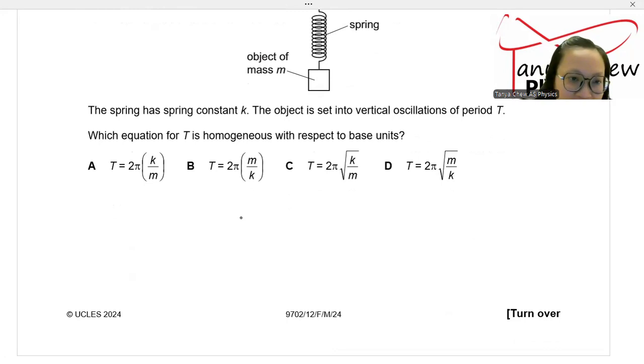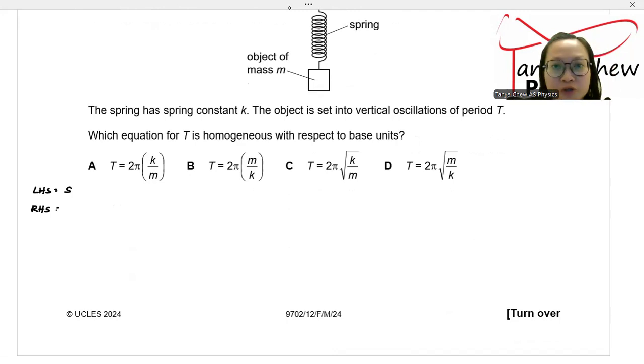Left-hand side is second, right? Okay, so I have to do A first. Left-hand side is second. Right-hand side: RHS means right-hand side. 2 is a number, there's no unit. Pi is a number, there's no unit. Now we have to determine a unit of K.